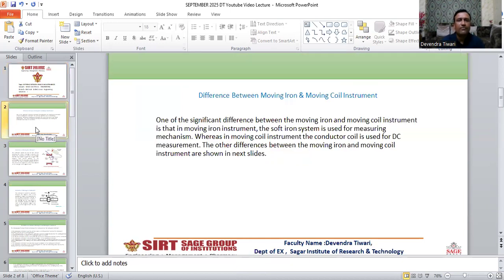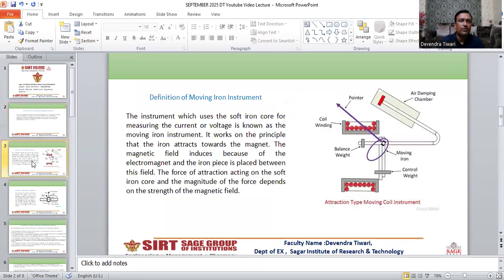So one of the significant differences between the moving iron and moving coil instruments, which are known as PMMC and MI. PMMC means permanent magnet moving coil instrument and MI means moving iron. One of the significant differences between these two instruments is that in the moving iron instrument, the soft iron system is used for the measuring mechanism, whereas in the moving coil instrument, the conductor coil is used for DC measurement. The other differences between the moving iron and moving coil instruments are shown in the next slides. So move to the next slide.